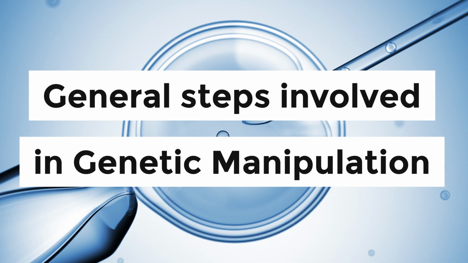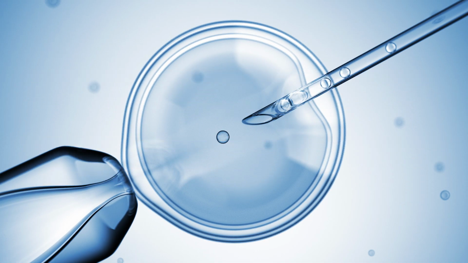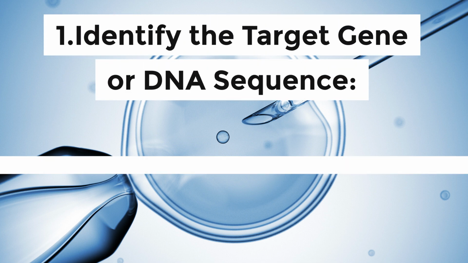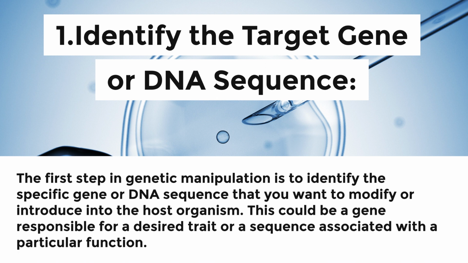Now, the general steps involved in genetic manipulation. First, we have to identify the target gene or DNA sequence. The first step in genetic manipulation is to identify the specific gene or DNA sequence that you want to modify or introduce into the host organism. This could be a gene responsible for a desired trait or a sequence associated with a particular function.